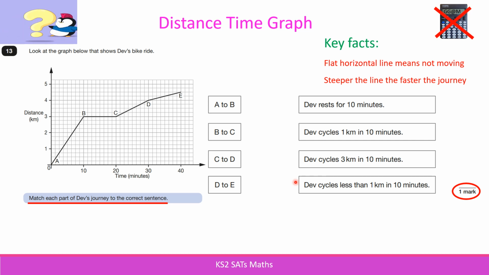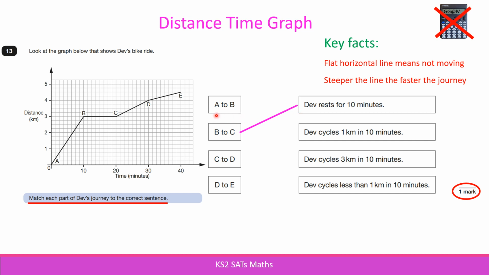Fantastic work, guys. Well done. Hopefully you've managed to match up all these sentences. The easiest one to start with is this horizontal section here, B to C. We've already said when we've got a flat or horizontal line, it means you are not moving. So the only one of these where you're not moving is this top one here, where it says you rest for 10 minutes. That means B to C goes up to the top here.